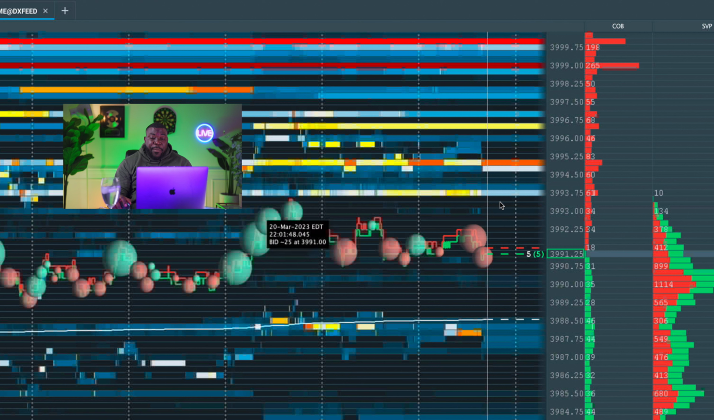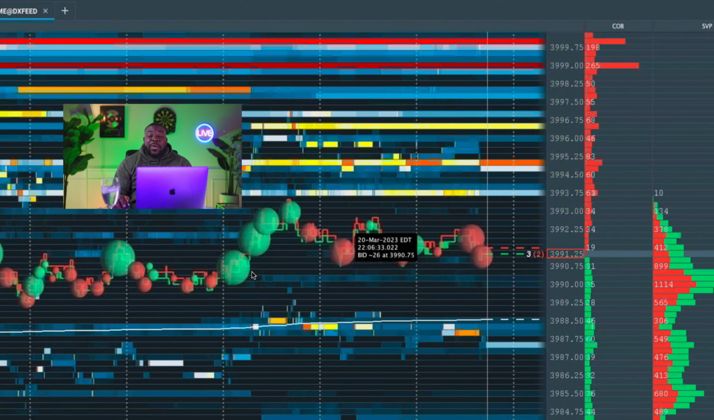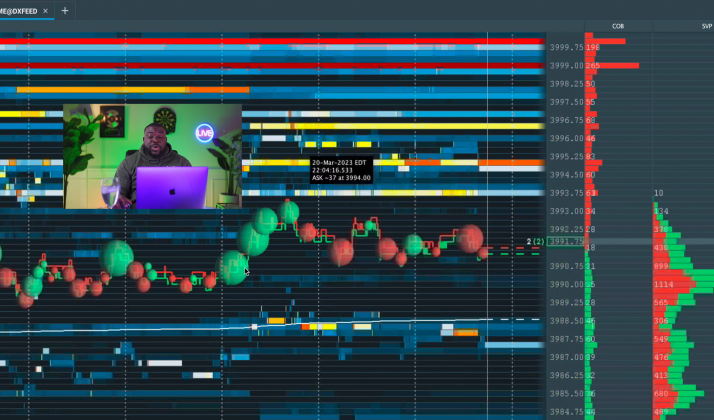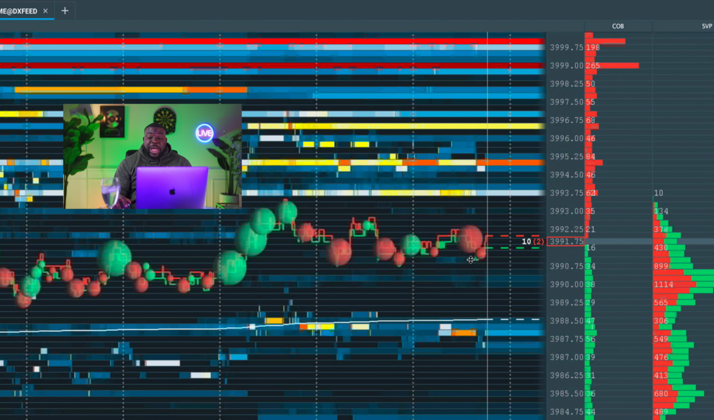And same thing, the bubbles. As the bubbles are going up, that means buy momentum coming into the market. As bubbles are going down, that means sell momentum is coming into the market. And what you notice is that as we keep hitting areas of support and resistance, the numbers are changing. Why? Because orders are being filled in real time.